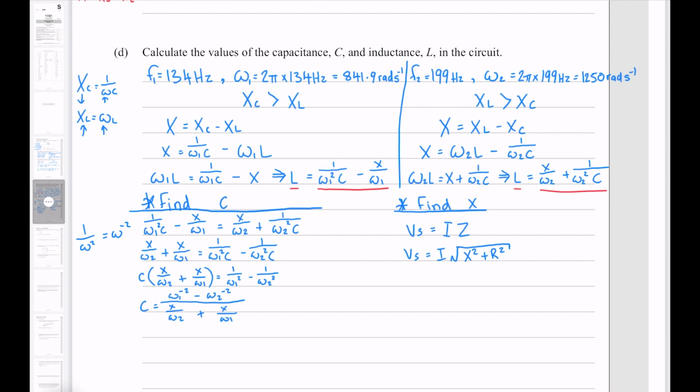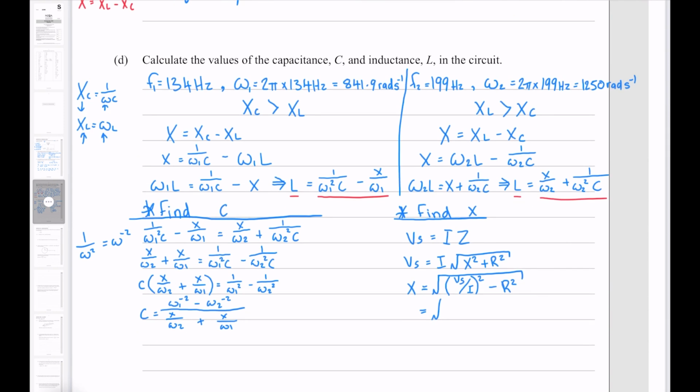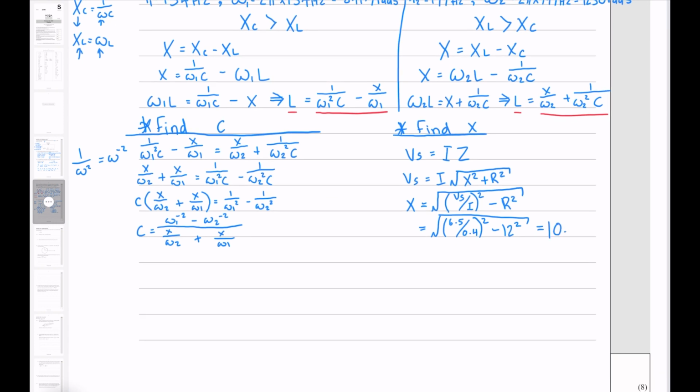So I'm going to divide both sides by current and square both sides. Then I'm going to subtract R squared from both sides. Then I'm going to square root. Doing all of that should give me this equation here. Putting my numbers in. That gives me 10.96 ohms. So let's put our numbers in over here then.